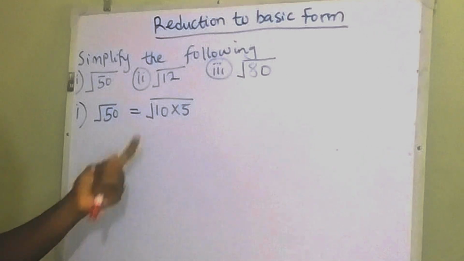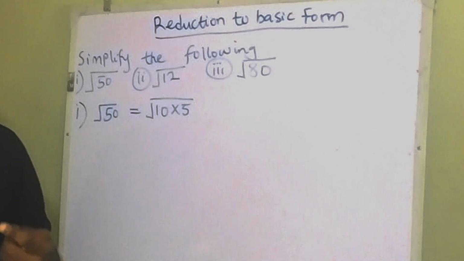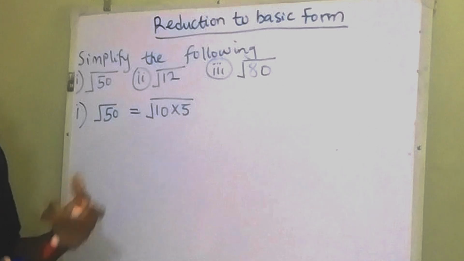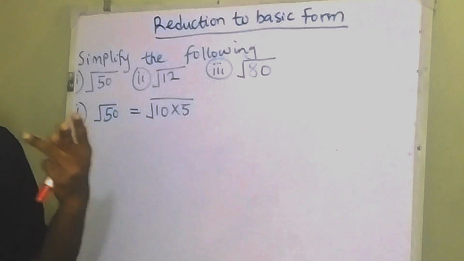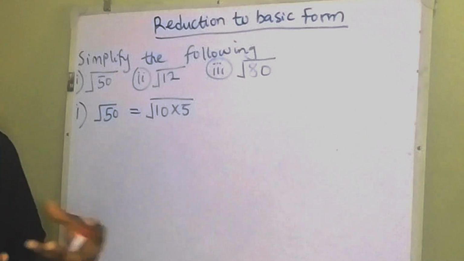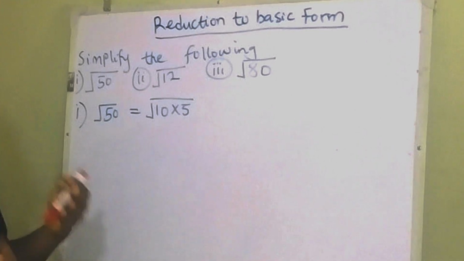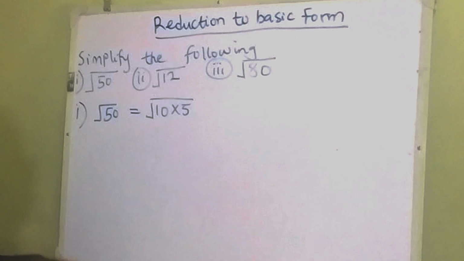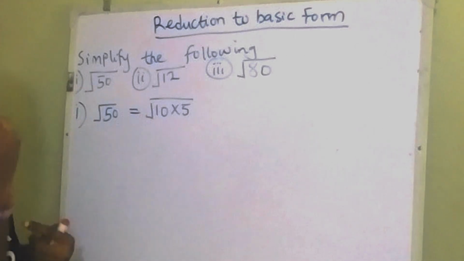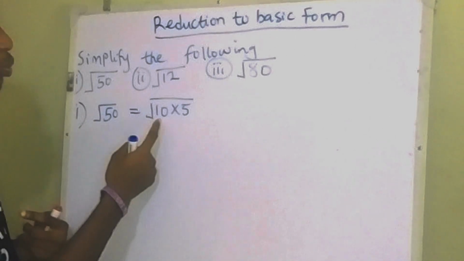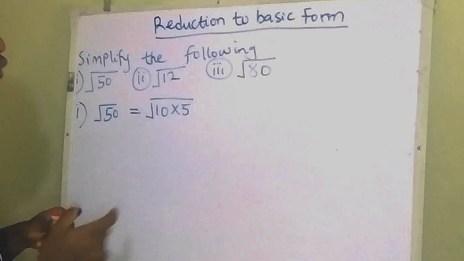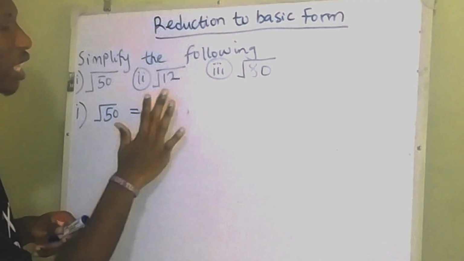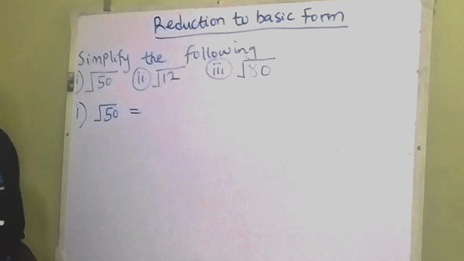Why? Neither 10 nor 5 is a perfect square. And recall, as we stated, a perfect square is a number formed when an integer multiplies itself. There is no integer or whole number that will multiply itself to give us 10. So therefore, this term is not possible.